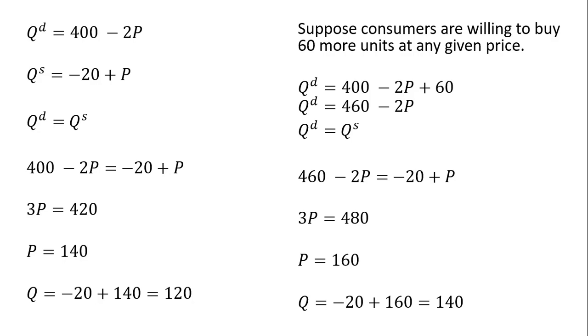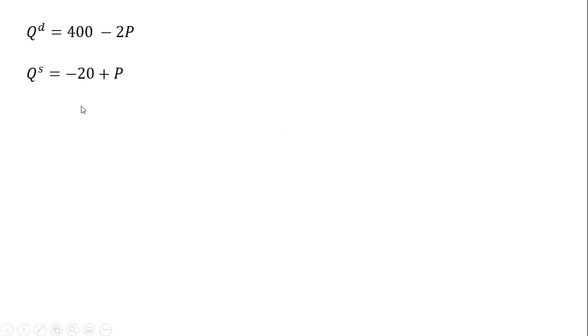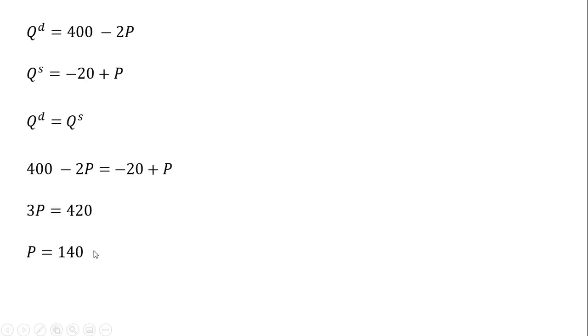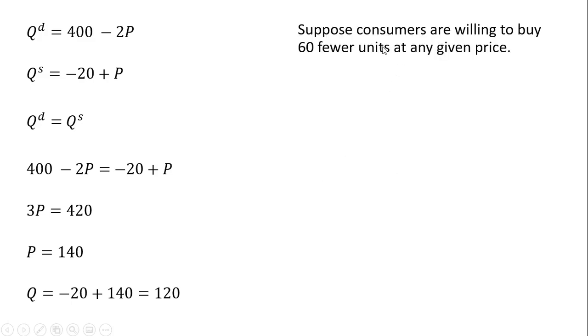Let's do another example. So once again, our benchmark case here, establishing the equilibrium price and quantity in the market, but this time let's have consumers willing to buy less of the product. So in this case, consumers are willing to buy 60 fewer units at any given price. So to incorporate that change, we're going to subtract 60 from the right-hand side of the demand equation.